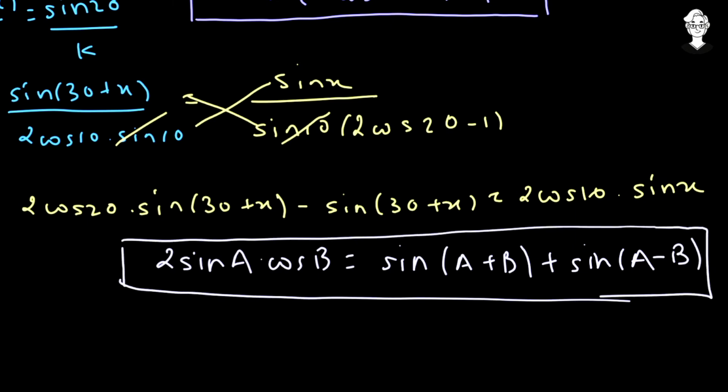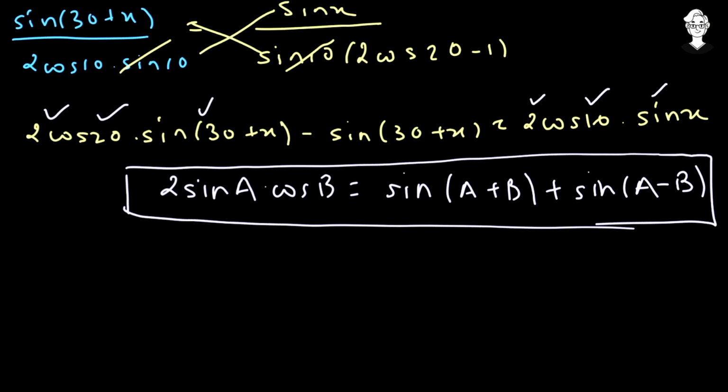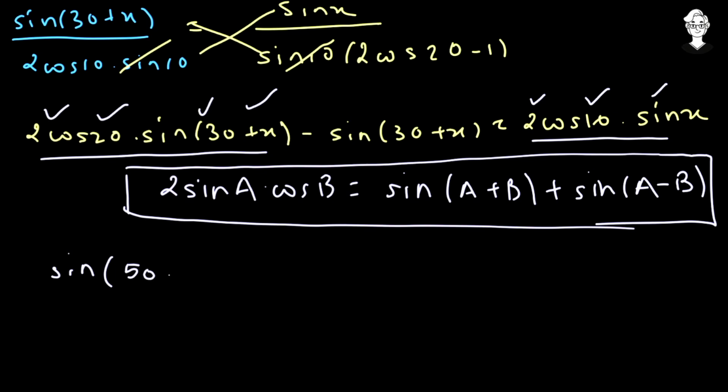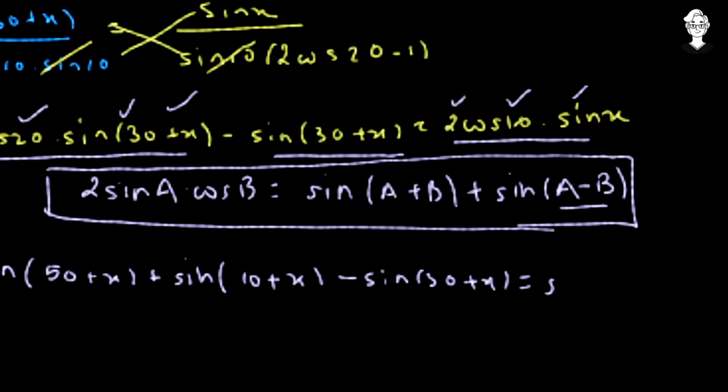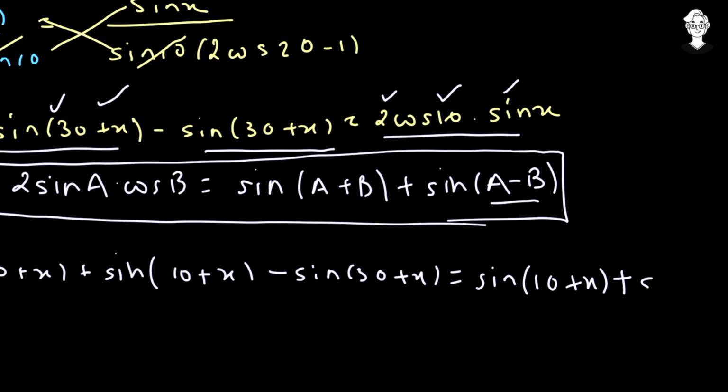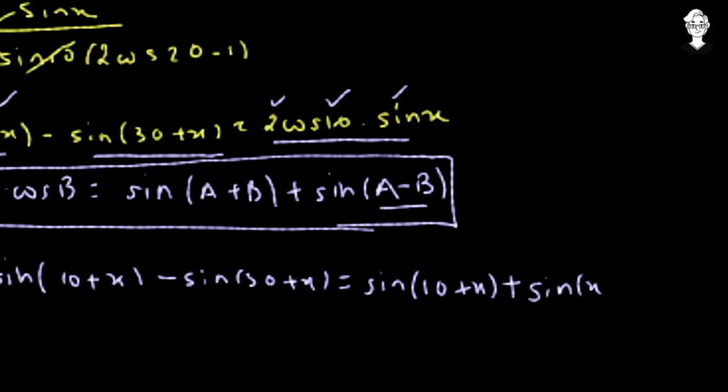So we have this particular thing over here, 2 times sine of a cos of b. We will just apply this identity in this term and that term. When we apply it in this, we will have sine of 20 plus 30 plus x, that is 50 plus x, plus sine of 30 plus x minus 20, that is 10 plus x, minus sine of 30 plus x as it is. The same identity with this gives me sine of 10 plus x in the first bracket, plus sine of x minus 10. Just look in this identity also, it's a minus b and a plus b.